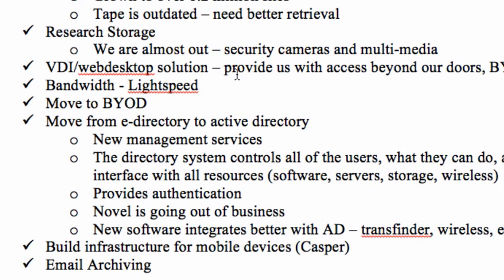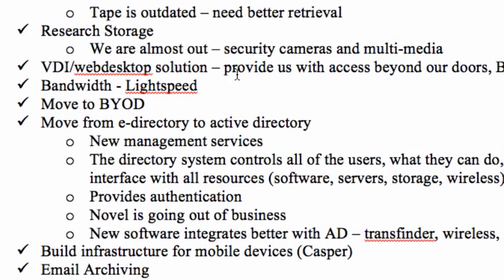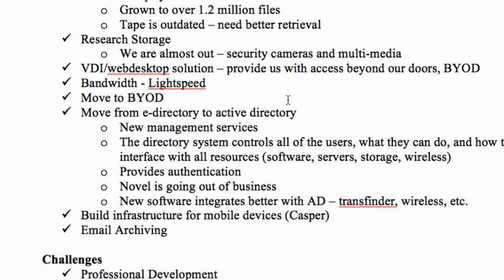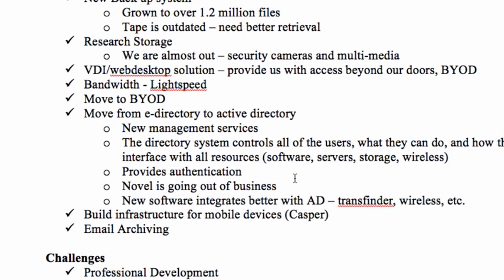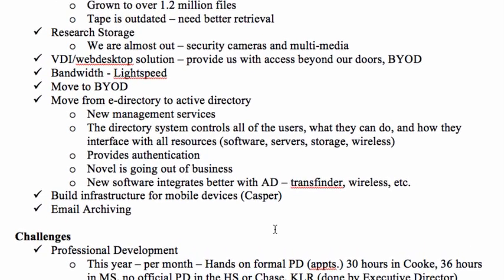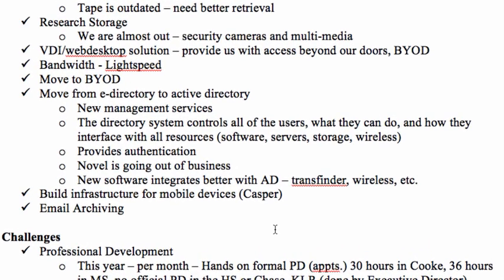We're looking at web desktop solutions so that when someone brings in their own device, we'll be able to serve them up a desktop. We're still managing bandwidth, bring your own device, and the big one is moving from eDirectory to Active Directory. This system controls all of our users, what they can do, how they can interface with all the resources. It provides authentication, so when Shelley Rizito logs in, it knows who I am and knows what I have access to. Novell, which is our eDirectory system, is currently going out of business, and the new software integrates better with Active Directory, like TransFinder and Wireless.